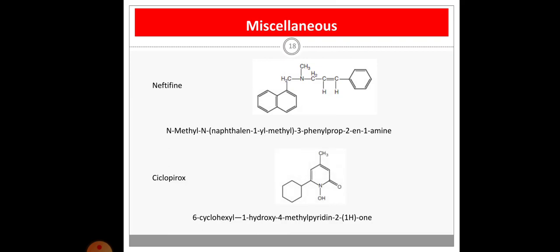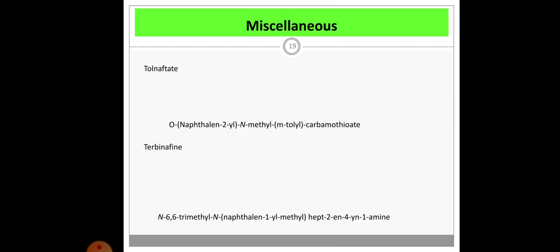And this is the structure for cyclopyrox. Its chemical name is 6-cyclohexyl 1-hydroxy 4-methyl pyridine 2-1-H-one. Here are a few more examples under miscellaneous class.